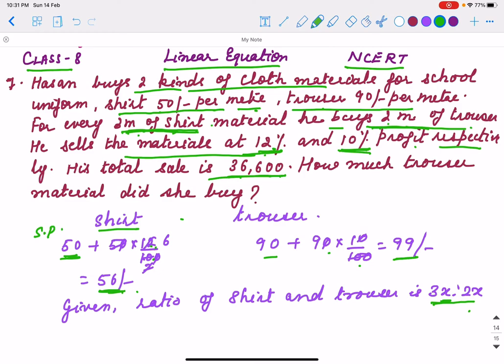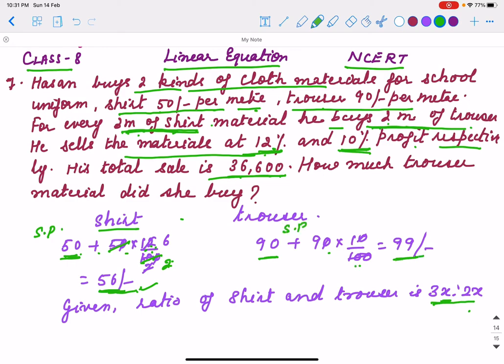Then 50 rupees is the actual amount, and the profit is 12%. So it is 50 plus 12% of 50. If you reduce it, it is 50 plus 6, so 56 rupees. Same way for the trouser, the selling price is 90 plus 10% of 90.